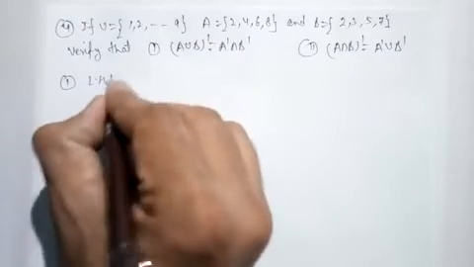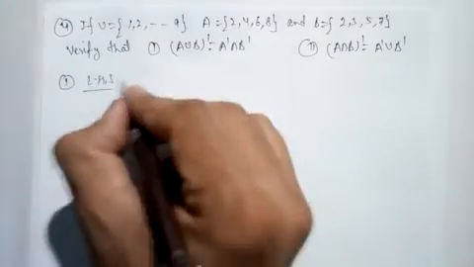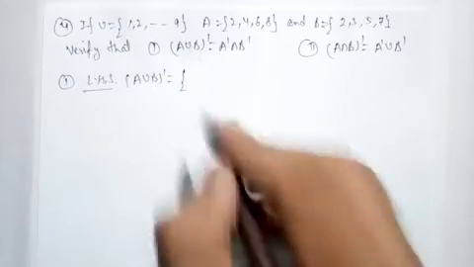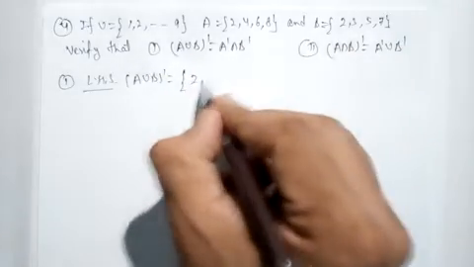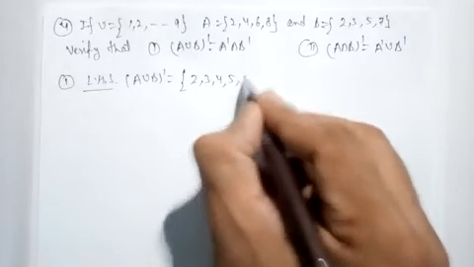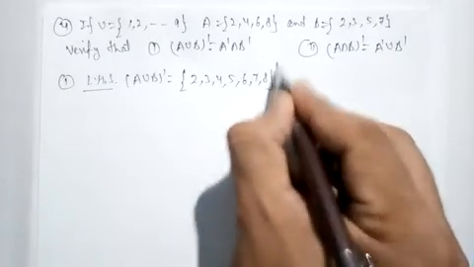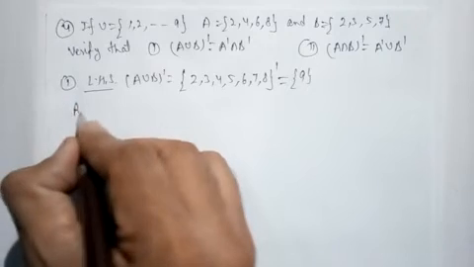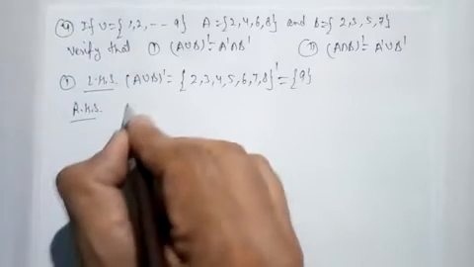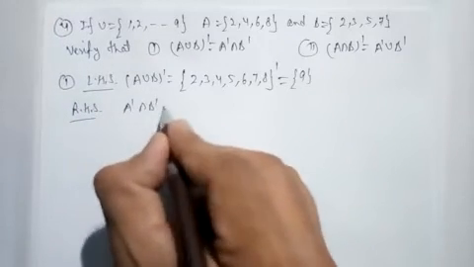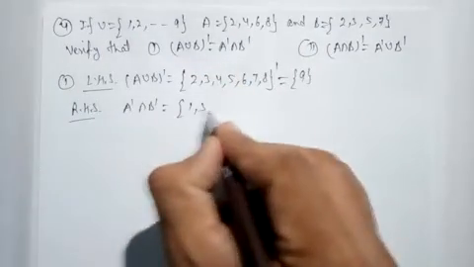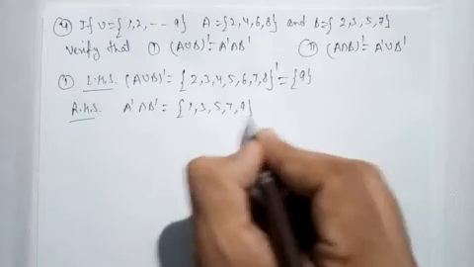In the first, I will take the left hand side, (A union B) complement. So first of all, we have to find A union B. A union B is 2, 3, 4, 5, 6, 7, 8, and its complement is only 9. Clear? In the right hand side, first of all, A complement intersection B complement. So A complement leaves out 2, 4, 6, 8, so it is 1, 3, 5, 7, 9.